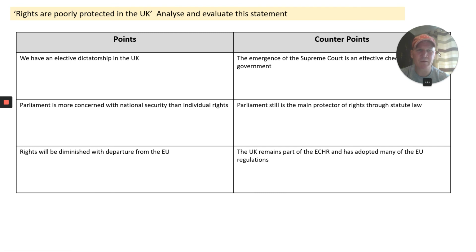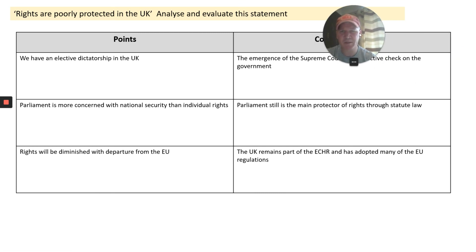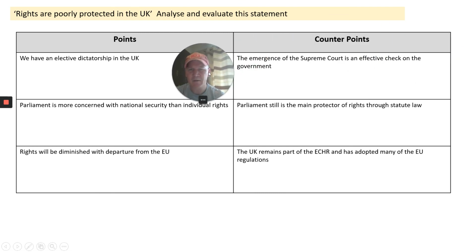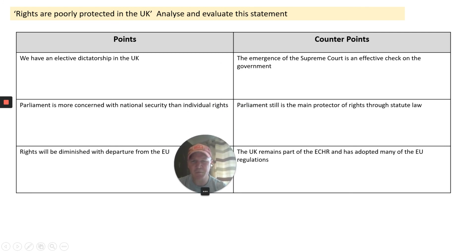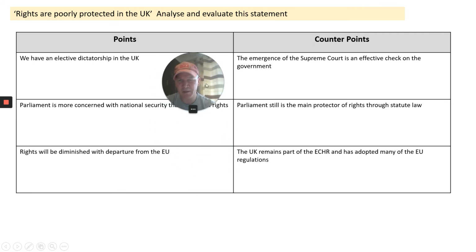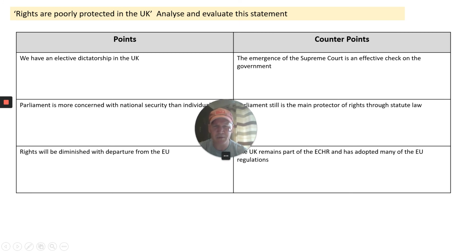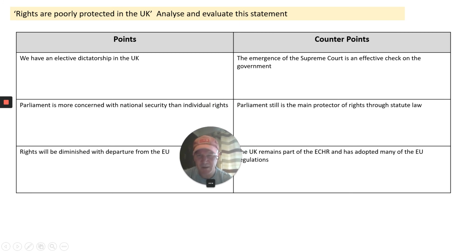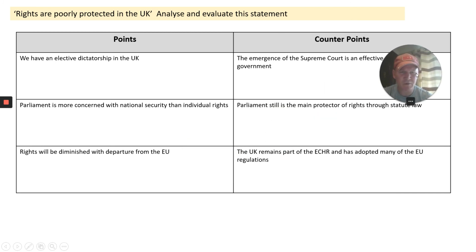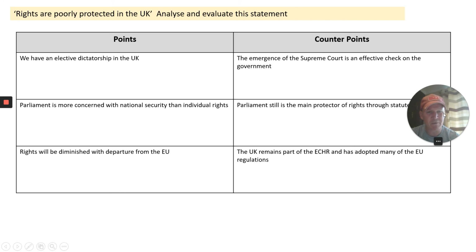And then finally, this question: rights are poorly protected in the UK. Again, the arguments which would support that: how the executive controls, how Parliament is more worried about national security, how leaving the EU will actually diminish our rights, versus the role of the Supreme Court emerging and being stronger, how Parliament can still protect rights.